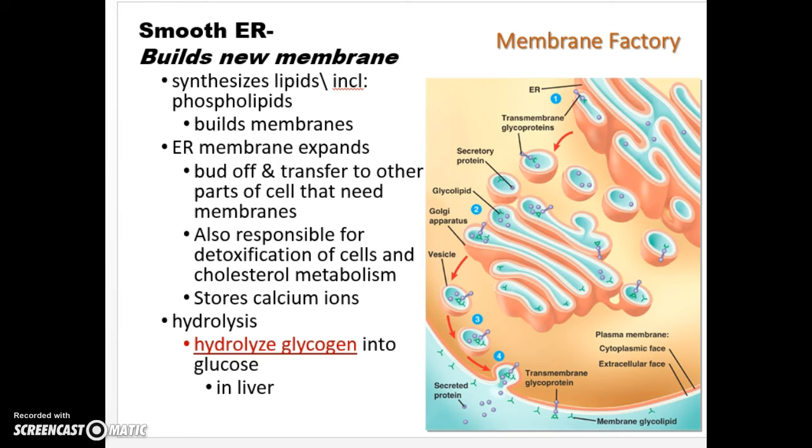A couple other things that the smooth ER is responsible for is metabolizing cholesterol, also storing calcium ions, and also hydrolyzing glycogen. If you remember again, hydrolysis is the breaking apart of molecules, and glycogen is the storage carbohydrate form of glucose. Before a mitochondria can actually break down the glucose that is coming from a glycogen store, the glycogen needs to be hydrolyzed within the smooth ER. So again, this will occur a lot in the liver.